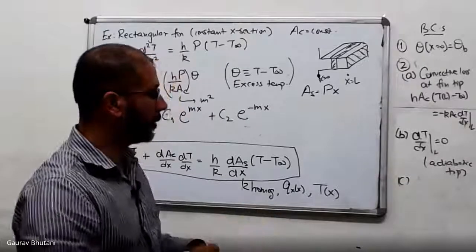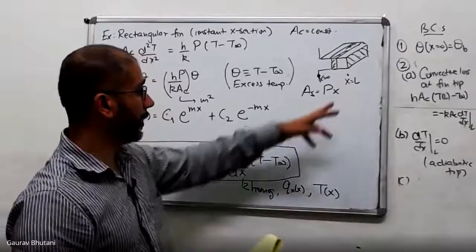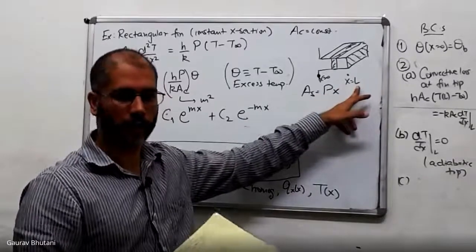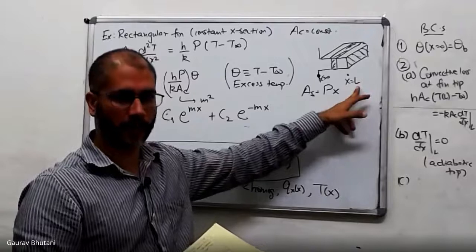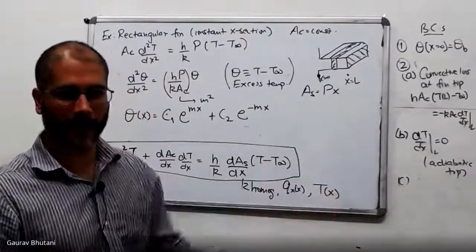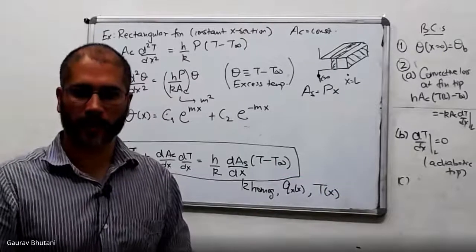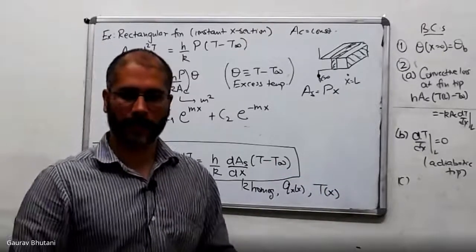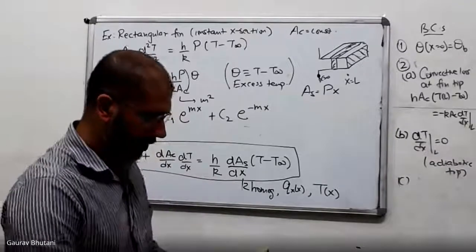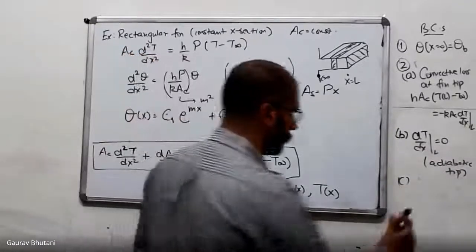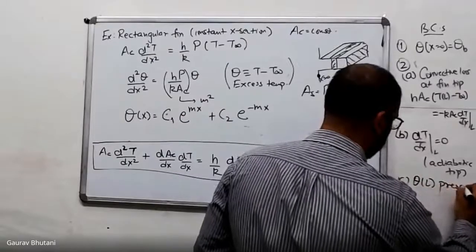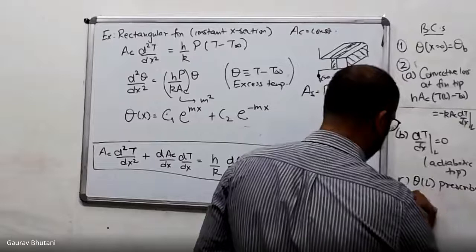It could also be that at the boundary x equal to L, the temperature is prescribed. That's a Dirichlet condition, but you won't find that condition in most cases unless you have the tip dipped in melting ice. In that case, you'll have temperature equal to 0 degrees centigrade. So you can have theta L prescribed. That's a Dirichlet one.